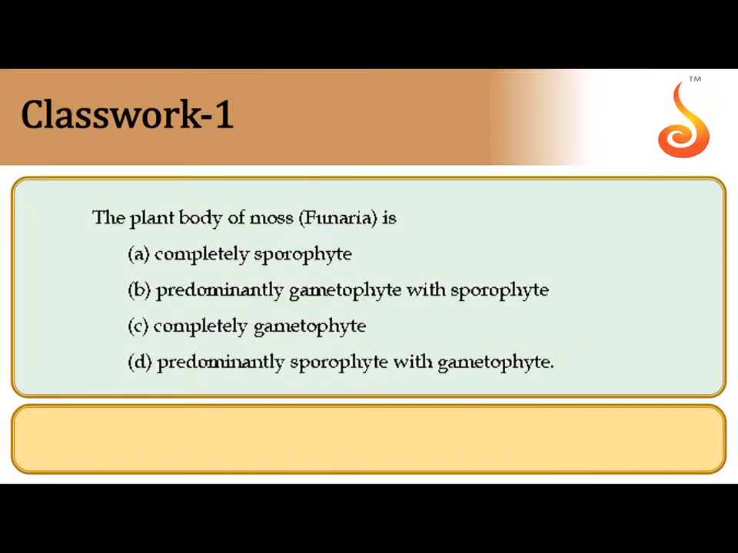The plant body, first question says, the plant body in the moss, that is Funaria. Now moss is a bryophyte. So if you remember, we had discussed in the synopsis that mosses exhibit a haplodiplontic life cycle. So the main plant body of the moss is predominantly a gametophyte, but it may have a sporophyte attached to it, because please remember, a sporophyte is dependent on the plant gametophyte. Sporophytic generation is dependent. So the answer is, it is predominantly a gametophyte.